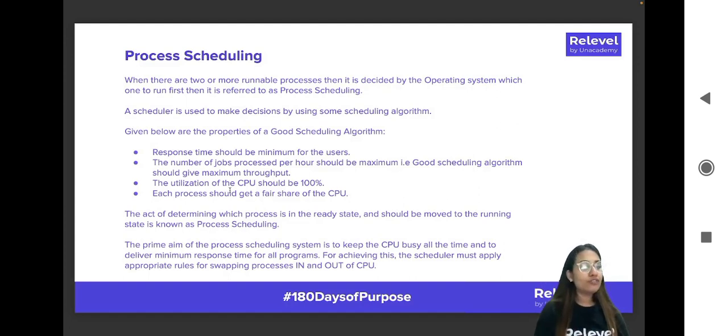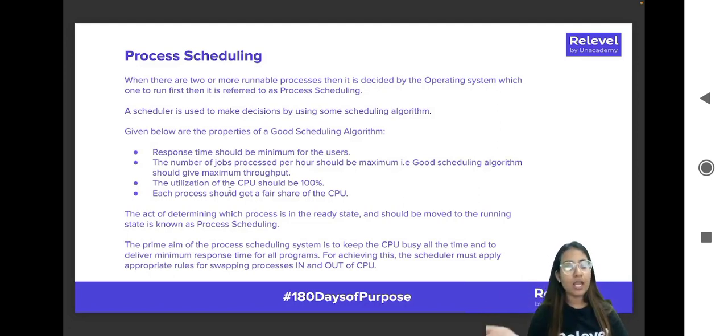And if there are a lot of tasks, there are going to be a lot of processes in the ready state. So what we do in process scheduling is we pick a process and move it from the ready state to the running state. This algorithm that we design for determining which process should go from ready state to the running state is known as the concept of process scheduling.